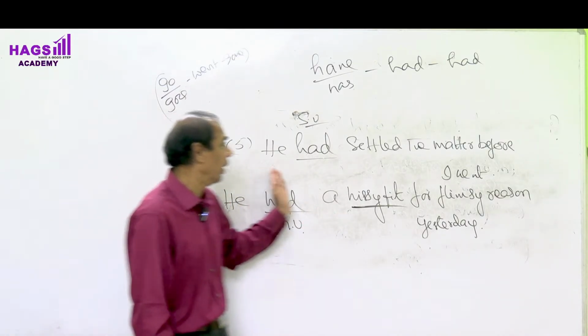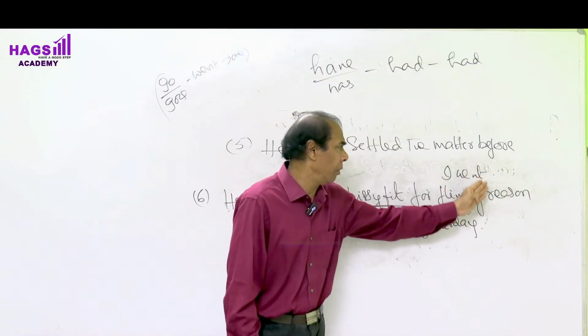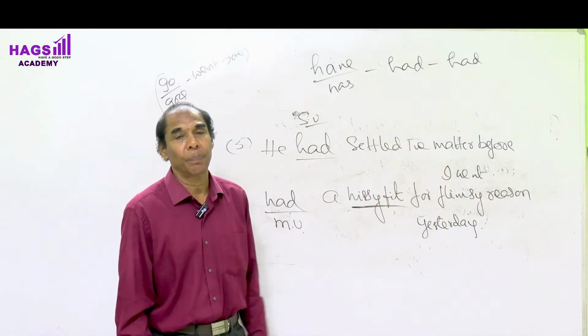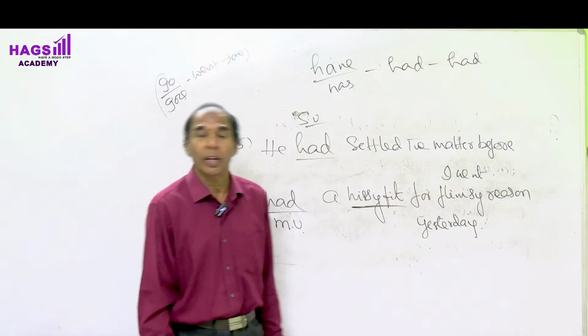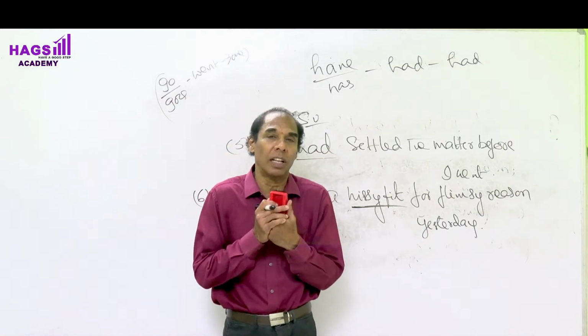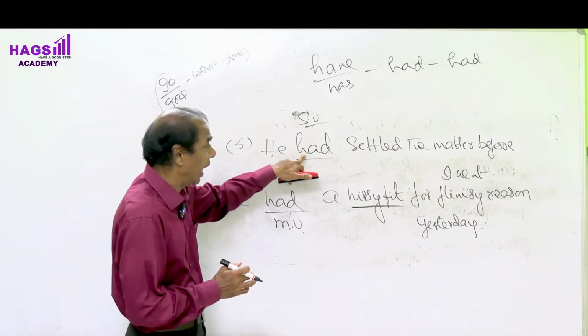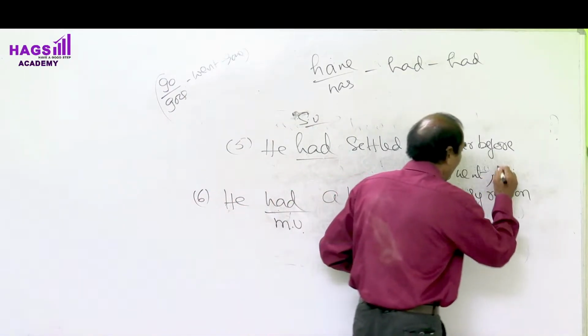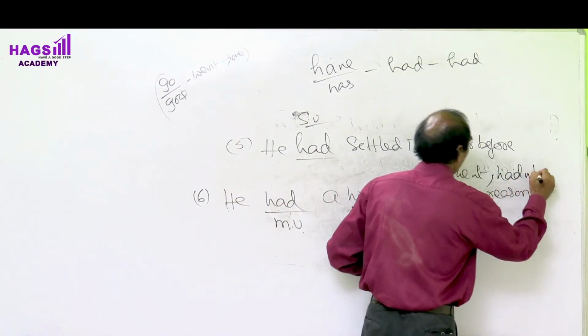Now look at the code. He had settled the matter before I went. Statement is past. The question tag must be negative. Negative means put not after the special verb. What is the special verb here? Had. Had plus not, hadn't he.